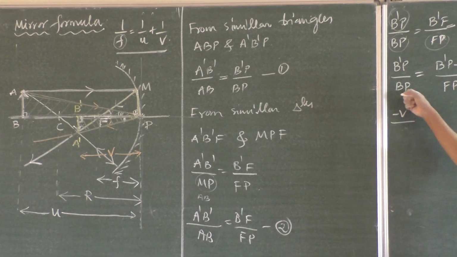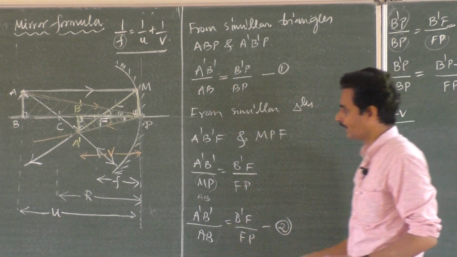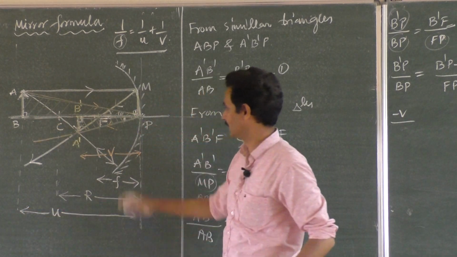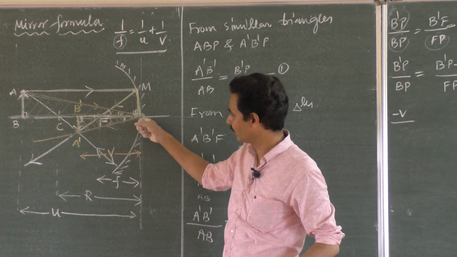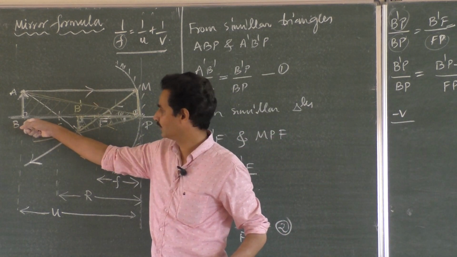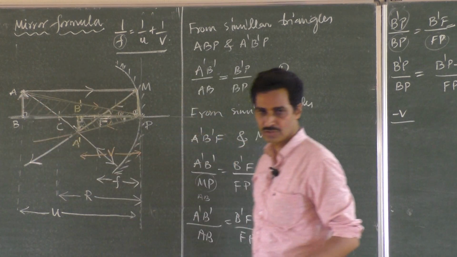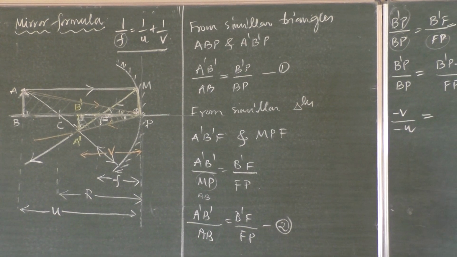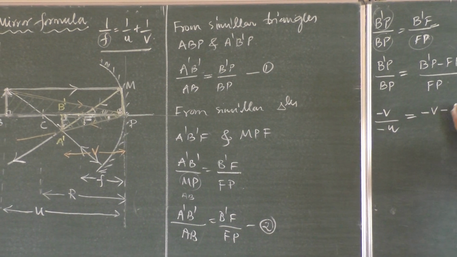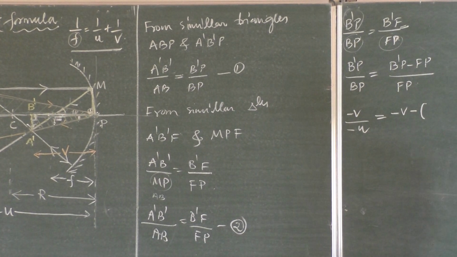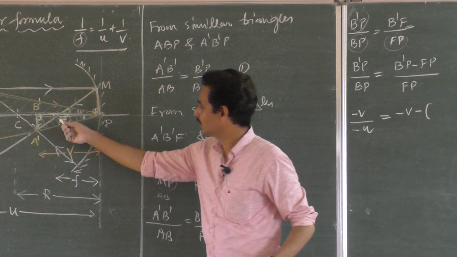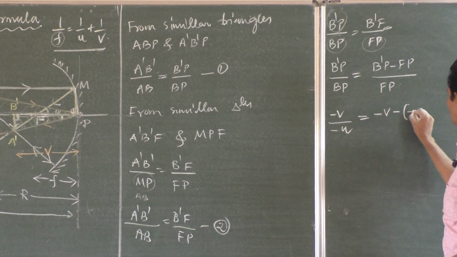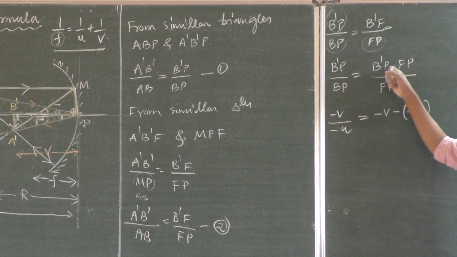Minus v. bp is simply a length in the diagram, but it is equal to object distance. So if you want to replace it as object distance, you have to apply the sign convention. You have to start from the pole towards the base of the object, so you are going opposite to the incident light. Again minus u is equal to b dash p minus v minus of fp. F is the focus, and the focal length is measured from pole to focus. So minus f, right? Minus v, minus of minus f.